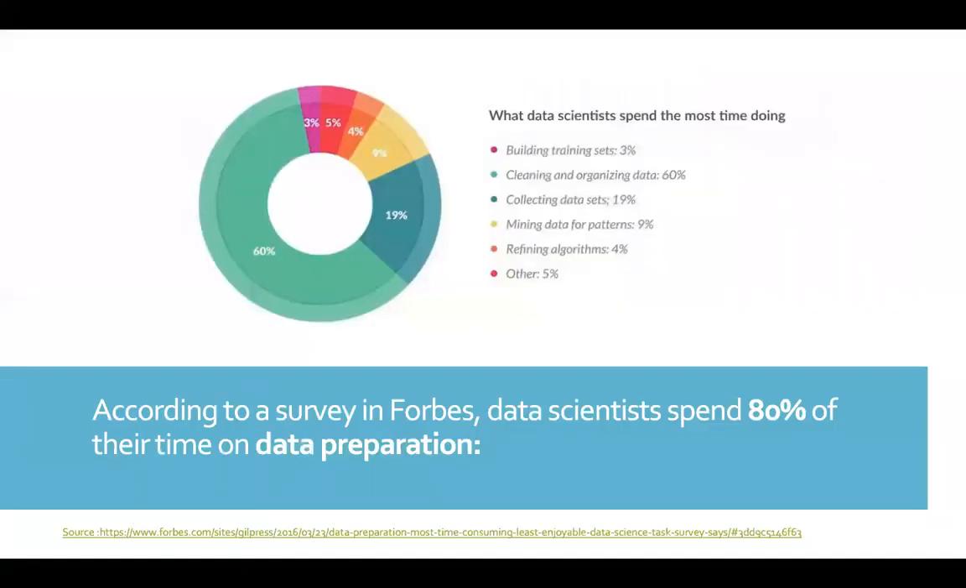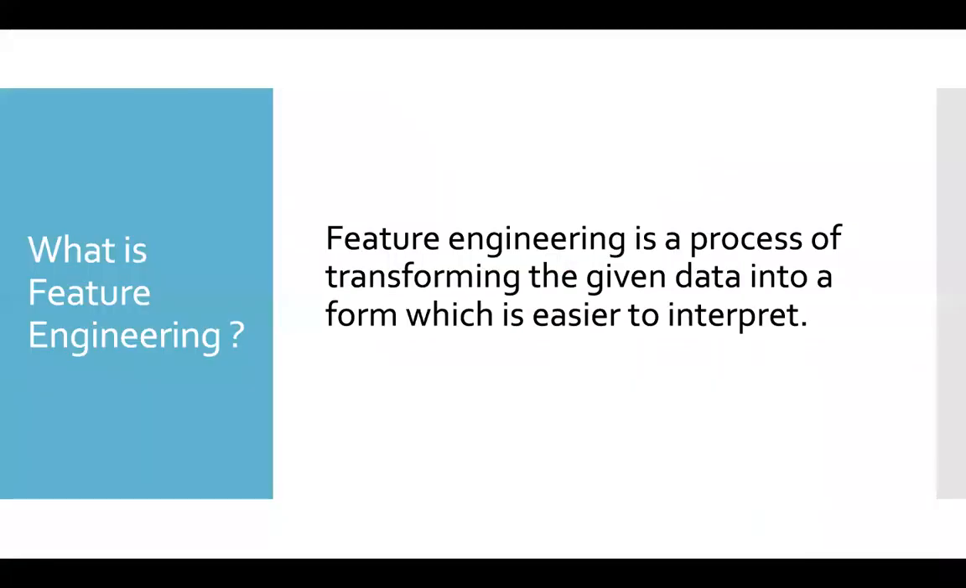As per Forbes, 80% of data scientists invest their time in making sure the data is in the right format, rather than, say, cleaning or organizing the data, collecting the data, finding the right pattern from the data, or refining the data as well. So 80% of the time is given by every data scientist to clean that up. It's one of the most important parts of feature engineering.